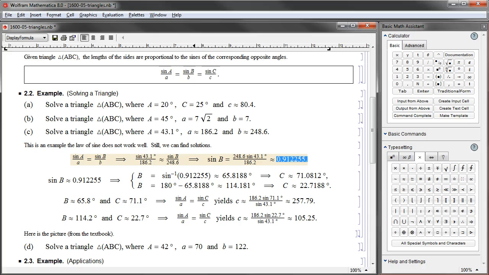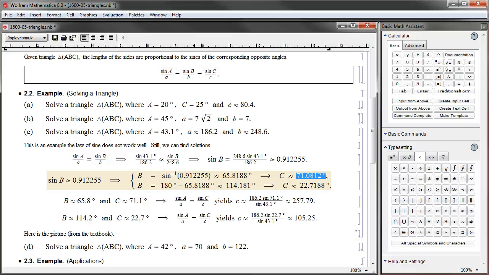So capital B we can find out by taking arcsine. We ended up with about 65.81 or 65.82 degrees. In that case, you can find out the third angle by subtracting the sum of the other two angles from 180 degrees. What do you get? 71.08 degrees approximately. Now, is that all?